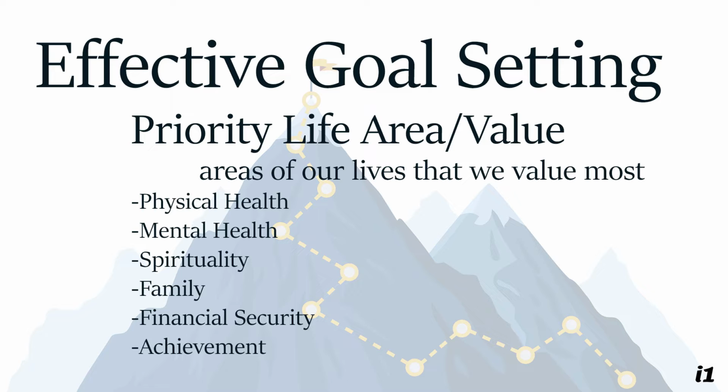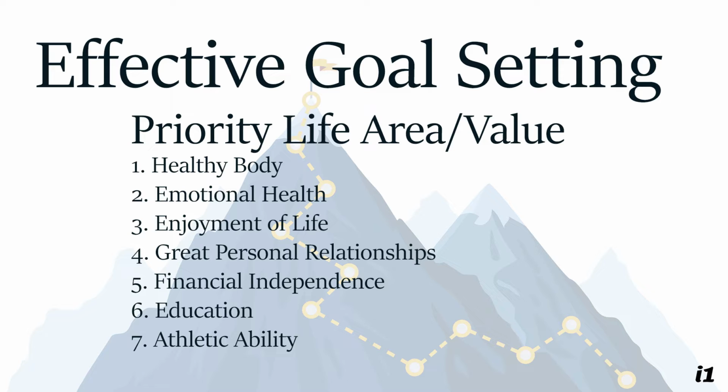These life area priorities can include things like physical health, mental health, spirituality, family, financial security, achievement, or any other general life area. My personal priority life areas in order, for instance, are healthy body, emotional health, enjoyment of life, great personal relationships, financial independence, education, and athletic ability. I actually review this list every morning and ensure that I am on track with a goal or project related to each of them, and all of my highest priority goals emanate from these values or priority life areas.